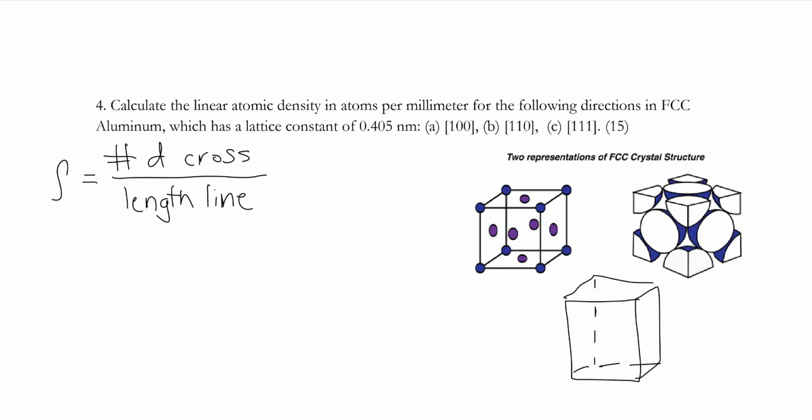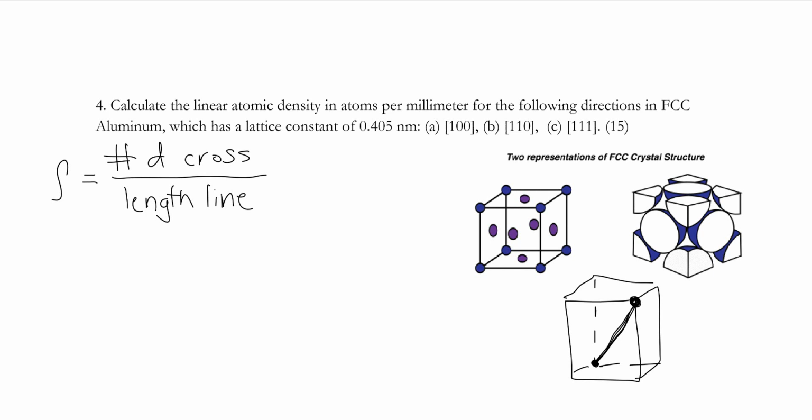Now that we have the formula down, let's go ahead and draw our direction 111. It might be a little hard to see it in the diagram that has the atoms, so I drew a little box at the bottom. We always begin by starting at the origin, which is at the bottom back of the cube. 111 is going to take us to the top front of the cube, and we go ahead and connect that.